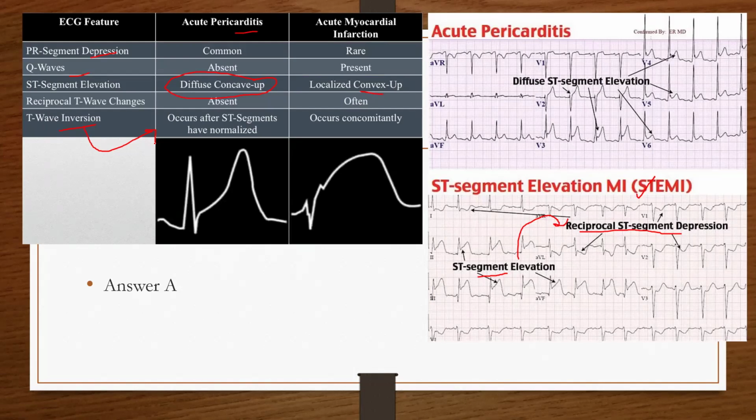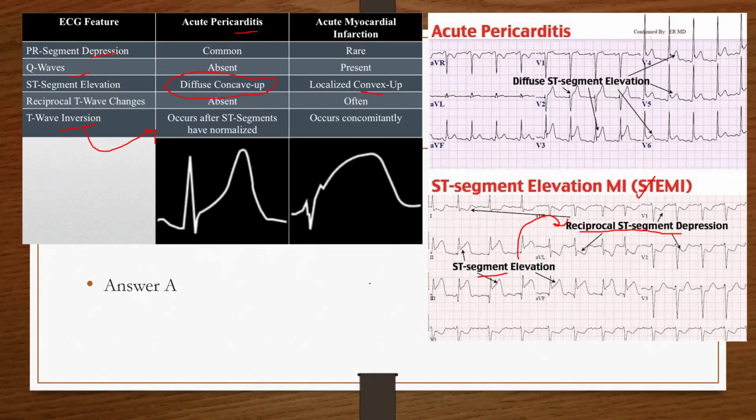But with the shape and with the location, whether it's diffuse or not, you can figure out whether it's pericarditis or STEMI. Okay. So is it clear so far? Just let me check whether there are any questions. No questions. All right. So I hope it's clear so far.